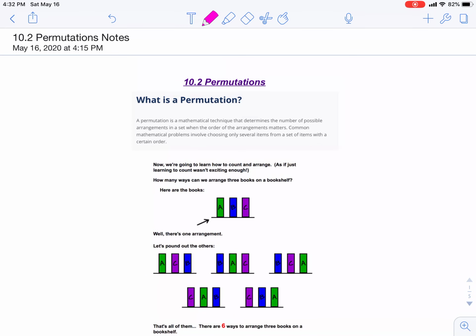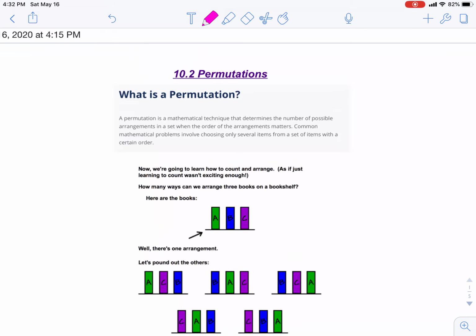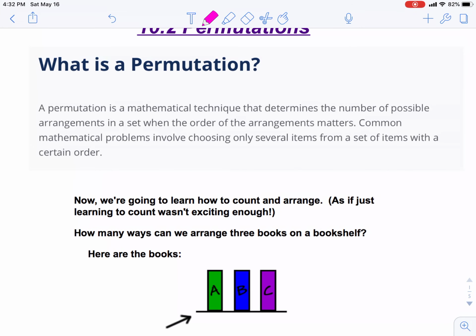Hey, what's up, LH2? We're going to keep rolling with probability here, trying to find out the total number of outcomes, expand on that fundamental counting principle, talking about permutations. It's a special case. We're going to get into combinations tomorrow, which is another special case. So let's just take a look and see what a permutation is.